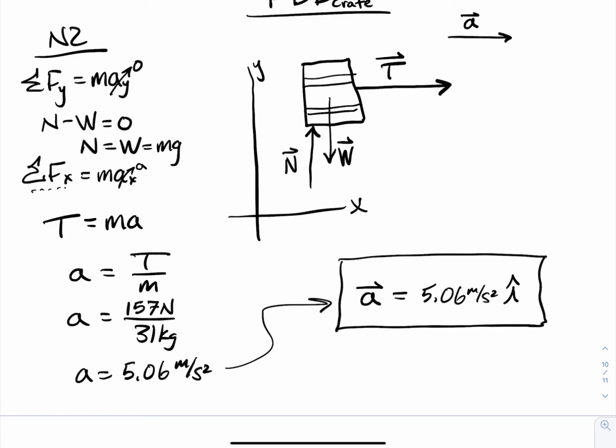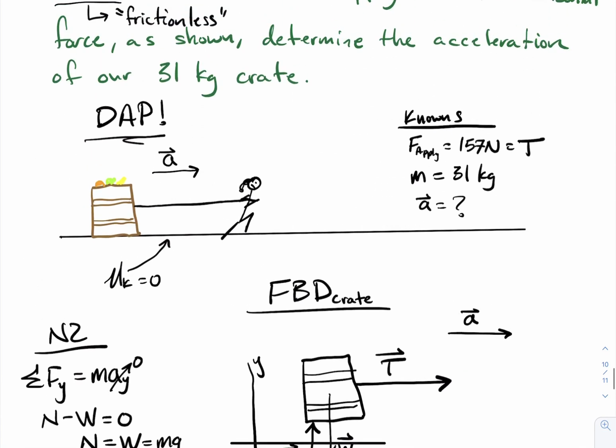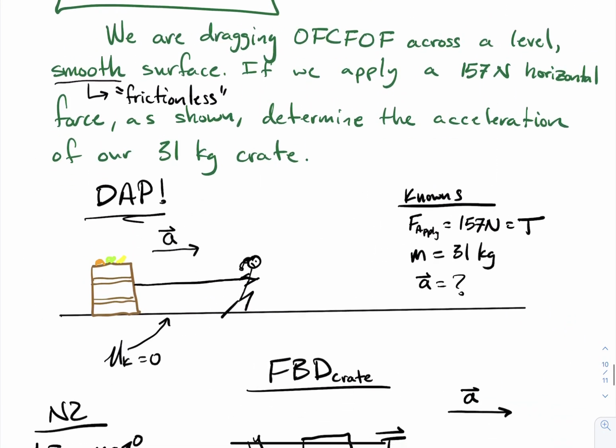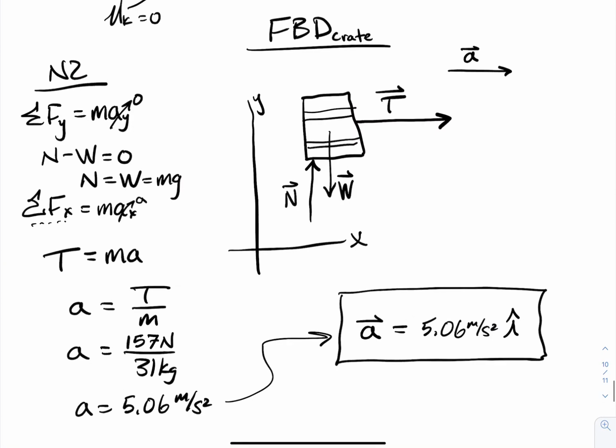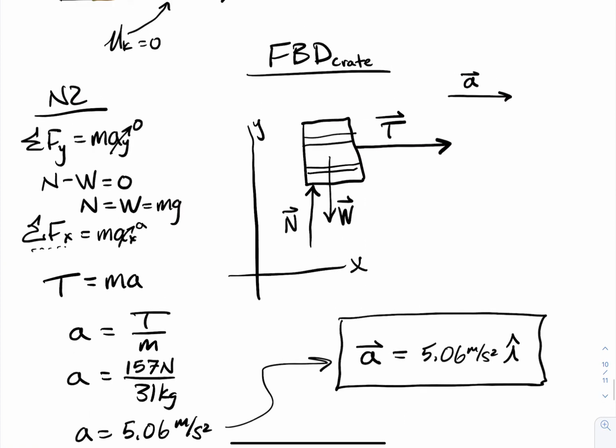So that's a very straightforward example using a free body diagram to solve for an acceleration. The next example will have friction and an angled tension.